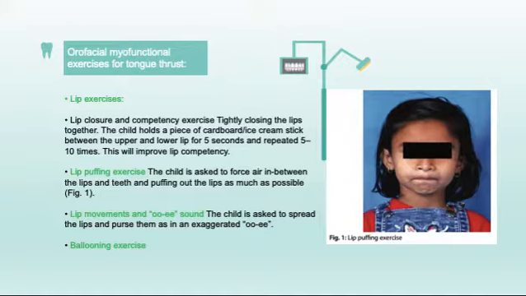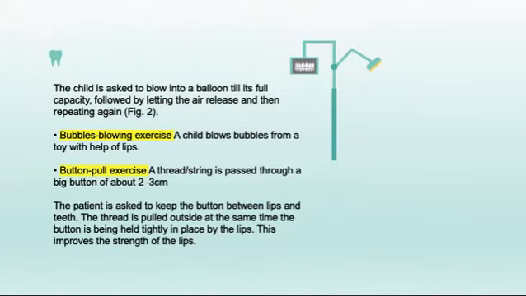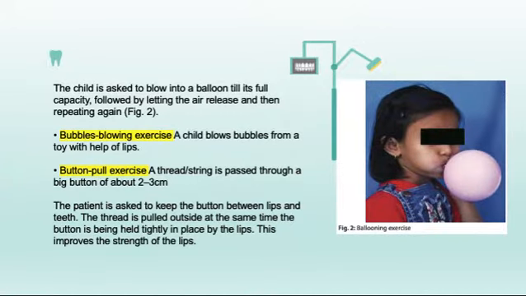Balloon blowing exercise. The child is asked to blow into the balloon till it is at full capacity, followed by letting the air release, and then repeat it again, like figure number 2. And bubble blowing exercise. The child blows the bubbles from toys with the help of lips.